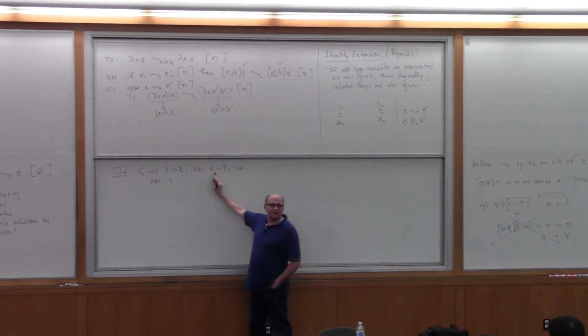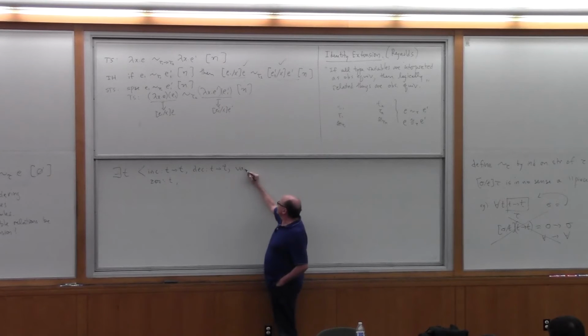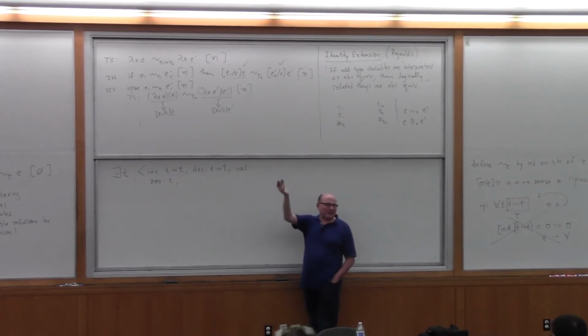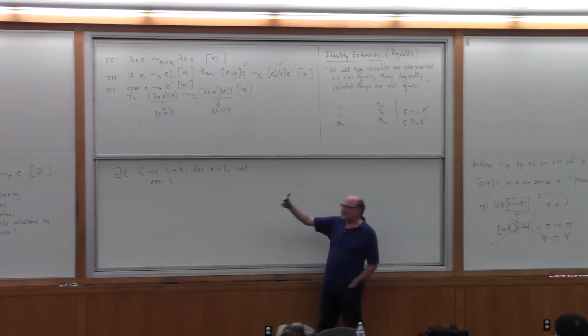Increment T to T. And then increment T to T. And then value. Value, which is exactly what I was going to write. Great minds think alike. We've been working together for so many years, I even know what he would write.